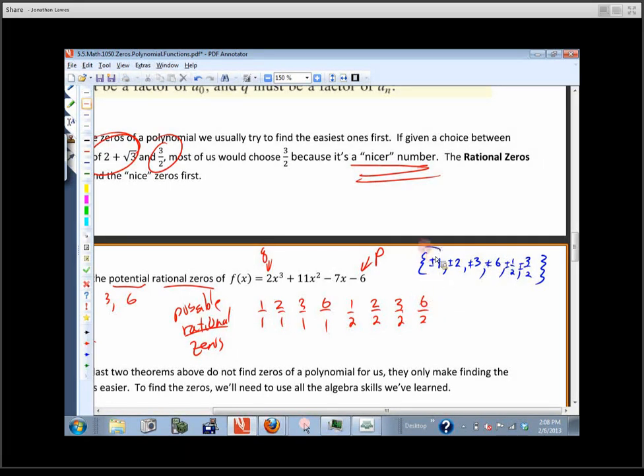That's your list. There's your answer to that problem. You have some problems that ask you to do exactly that. You don't have to do anything with the numbers. You just have to list what they are.